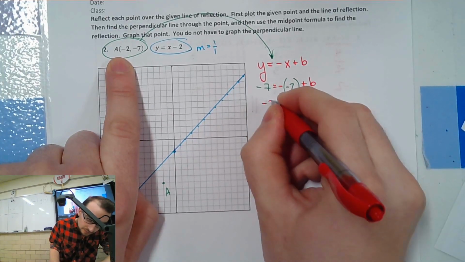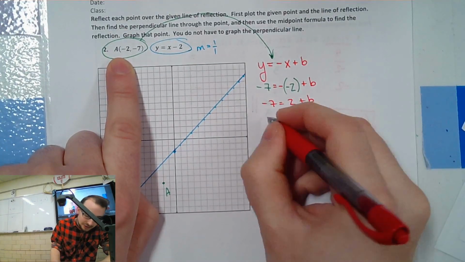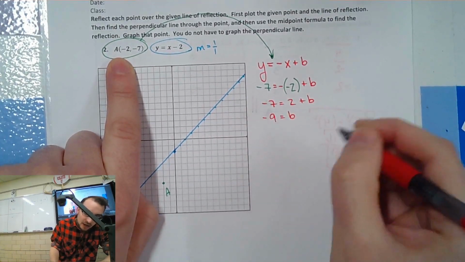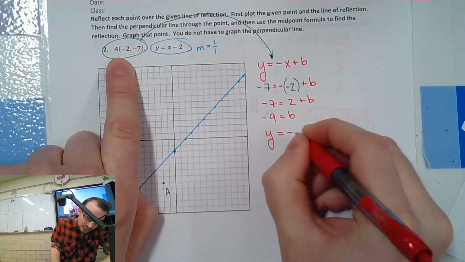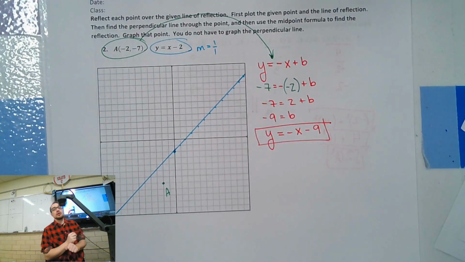So now we do math. We get 2 here. And then we subtract that 2, and we find out that b is -9. Which means that y is going to equal -x minus 9. So that is our perpendicular line.